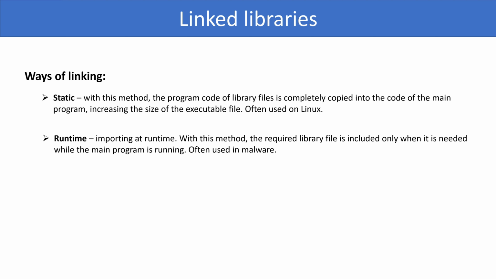The second method is used when the required library needs to be linked during the execution of the main program. For example, a user works in a program for a certain period, then wants to save a file. Now the user chooses the file saving option. The program loads the library responsible for file operations. This method is frequently employed in malicious programs.